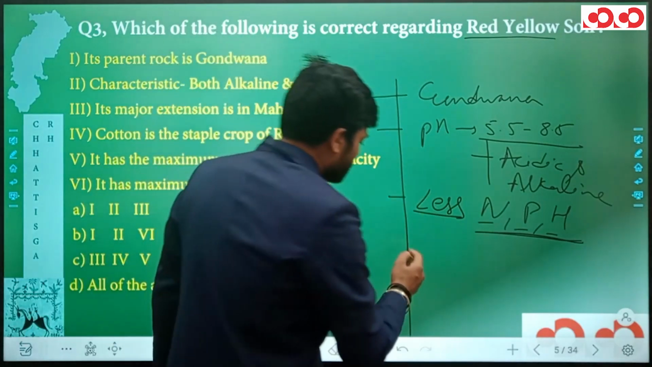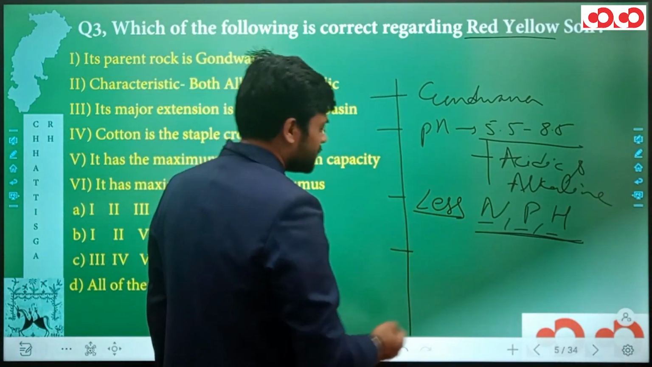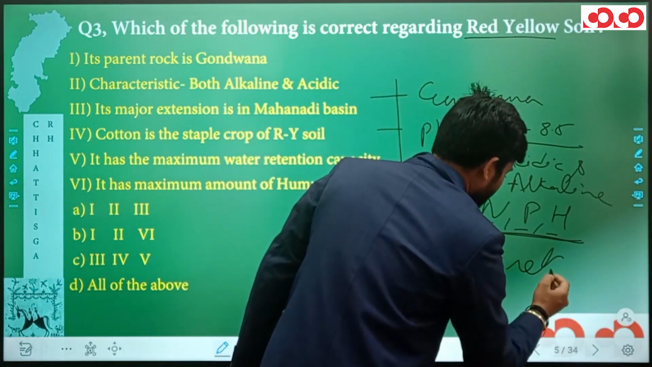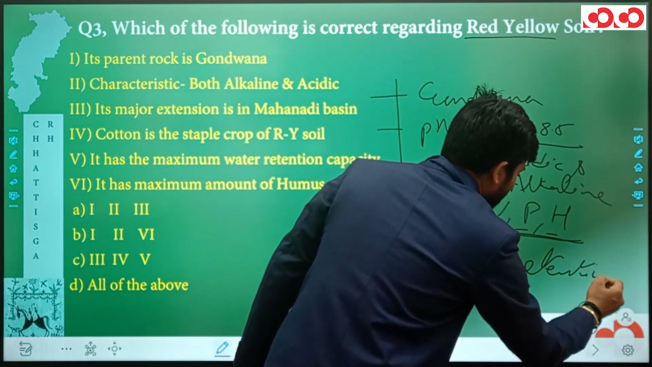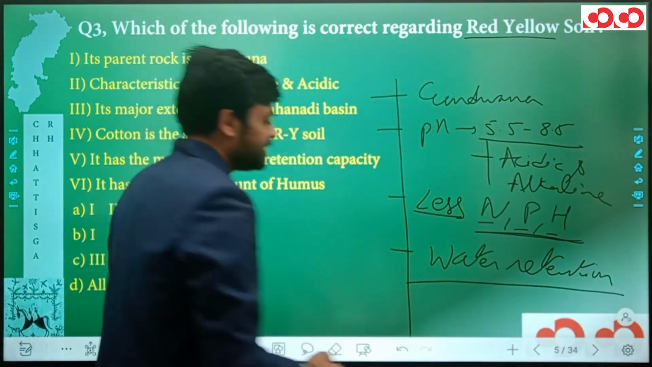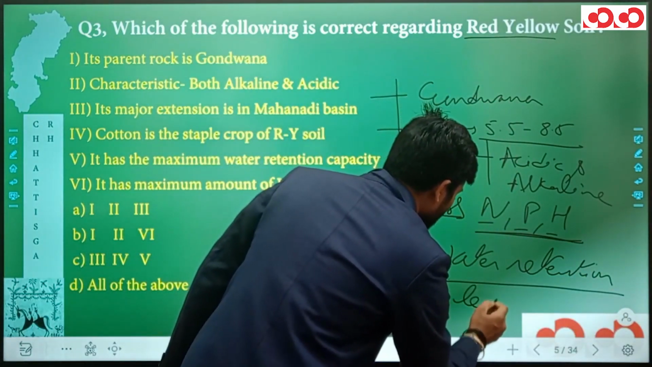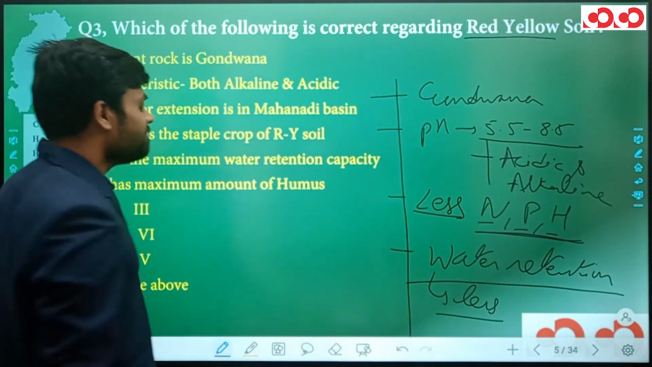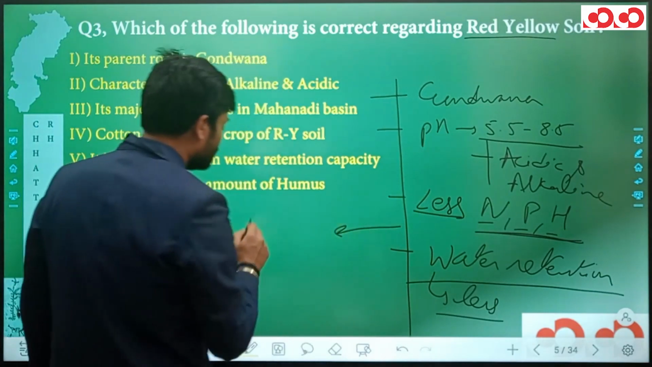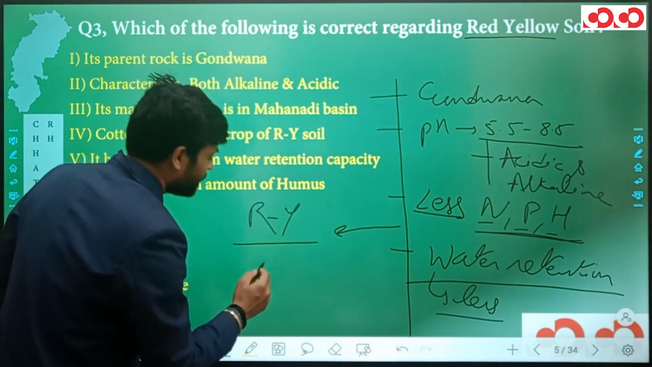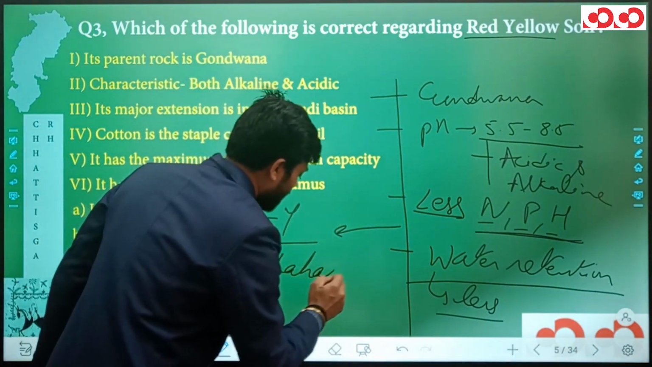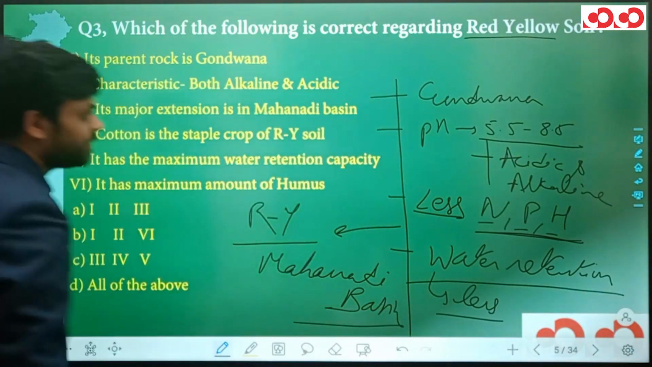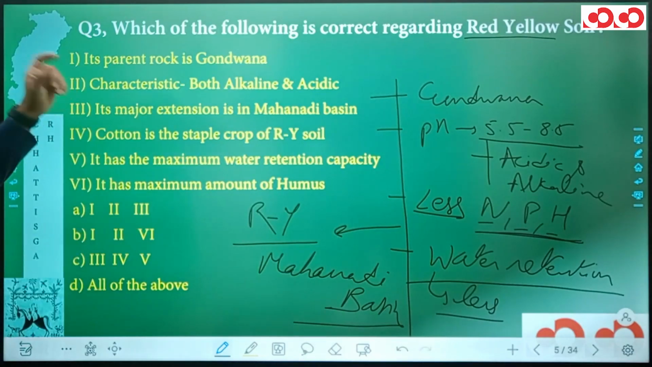Now, let me also tell you, if we talk about water retention, then this water retention capacity is also relatively less in this red yellow soil, and the maximum extension of this red yellow soil is in the Mahanadi basin.